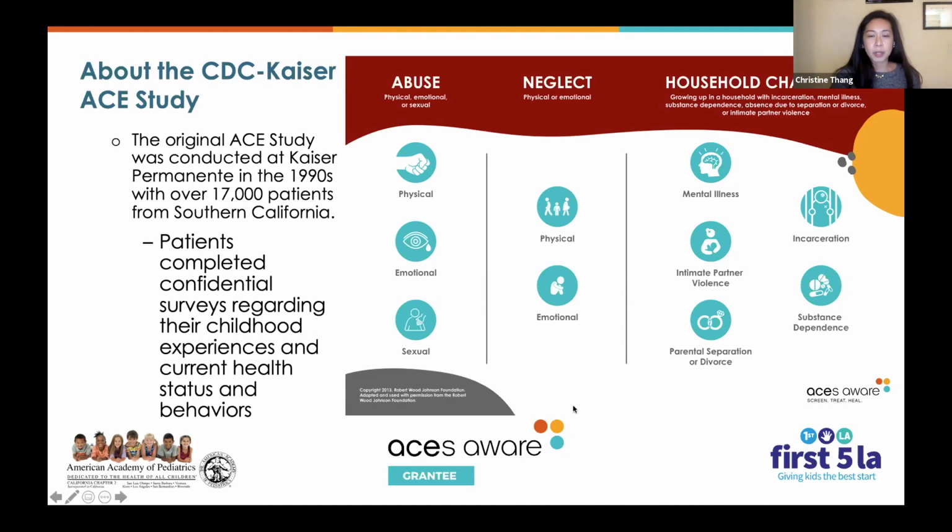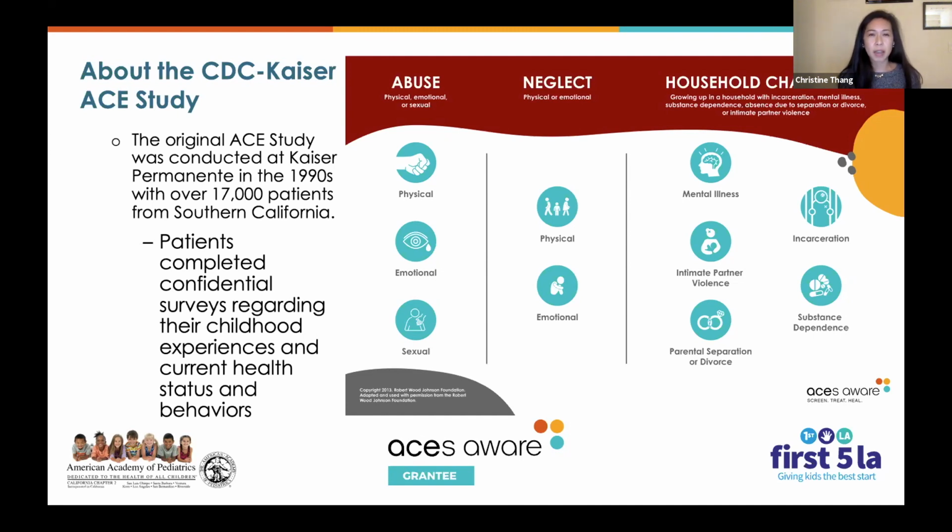Over on the right side, what you see is the original 10 ACEs that were covered in the study. These covered the domains of physical, emotional, and sexual abuse, neglect being physical or emotional, and then these household challenges. These included growing up in a household with a caregiver with a history of incarceration, mental illness, substance dependence, who were absent due to separation or divorce, or intimate partner violence.